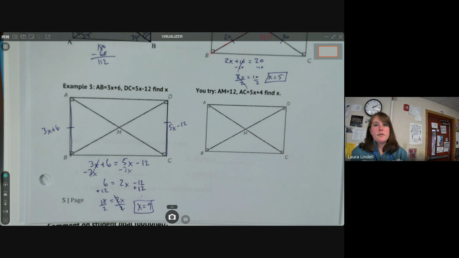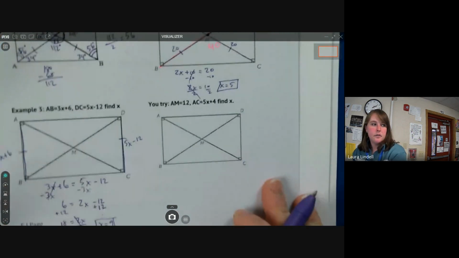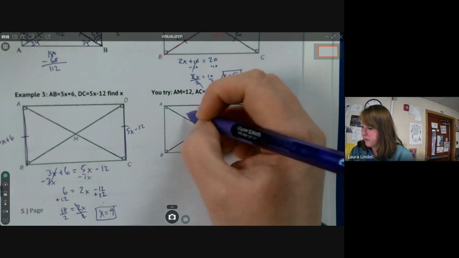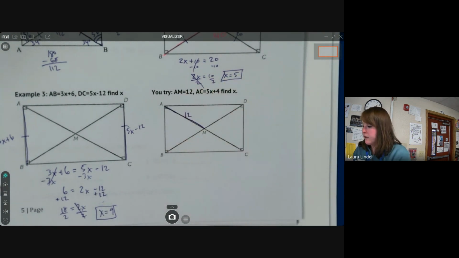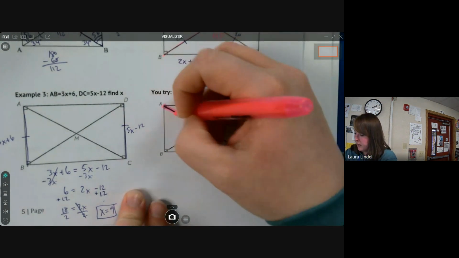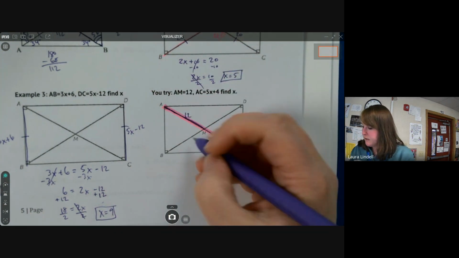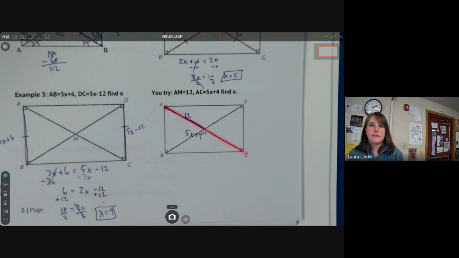So now it's your turn to try one. Take a look at this. You've got AM is 12. So that's this part right here is 12. They tell you that AC, this whole thing here, is 5x plus 4. Solve for x. All right, so pause the video here, give it a go, then restart the video and see if you got it right.